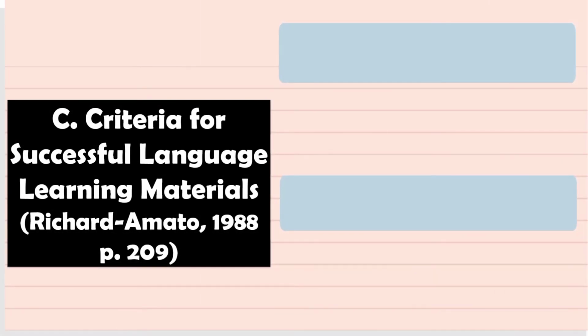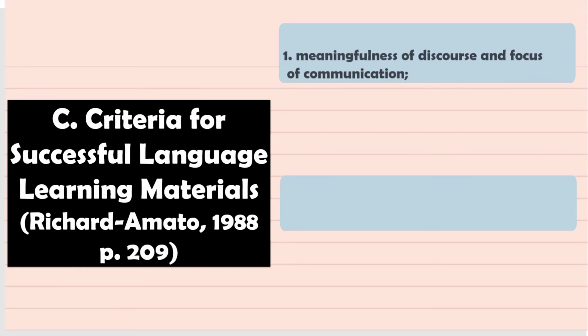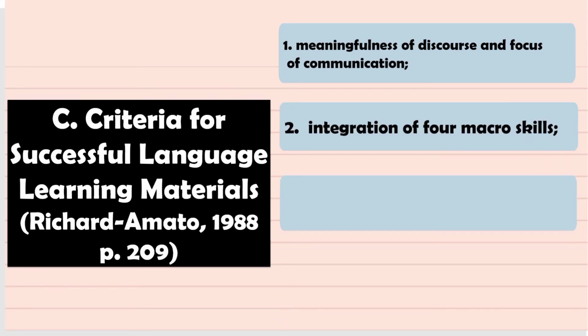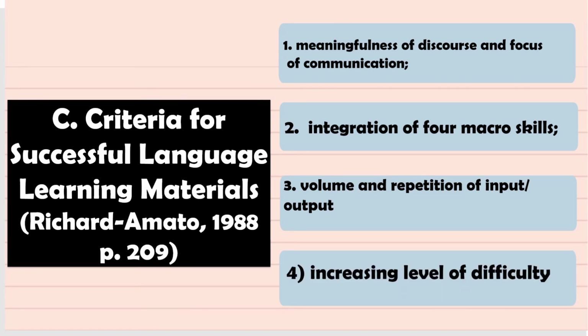The next guideline is the criteria for successful language learning materials. A number of criteria have been proposed by Richard Amato in 1988, in which materials should reflect topics that are interesting and relevant in learners' lives. These are the following. First, materials should present meaningful and logical discourse and focus on meaningful communication as opposed to language itself. Second, integrate the four language skills, which are listening, reading, speaking, and writing. Third is the importance of volume and repetition of language input and output for learners. And the last is the level of difficulty.